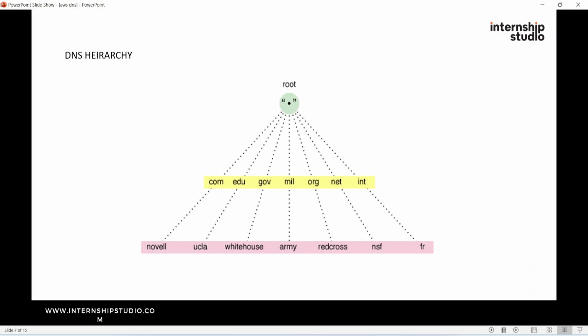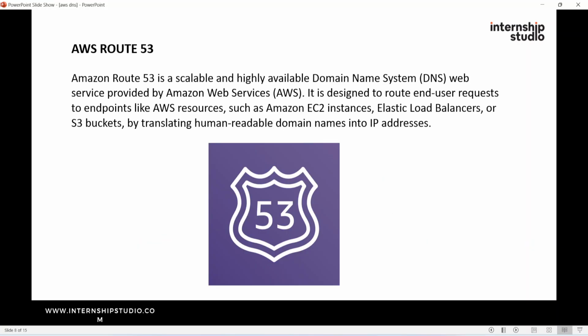Similarly, we have the authoritative name servers. These are responsible for holding and providing information about the domain. For example, we can have novel.com, ucla.edu, whitehouse.gov. Similarly, everything is matched up accordingly. So that was a bit of the basics about DNS. Now coming to AWS Route 53.